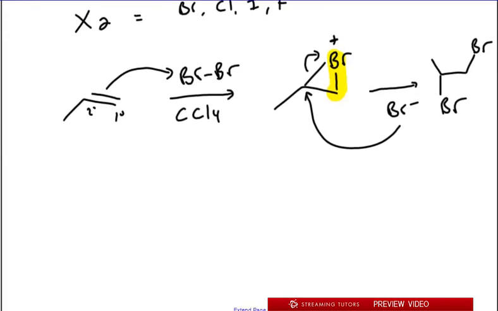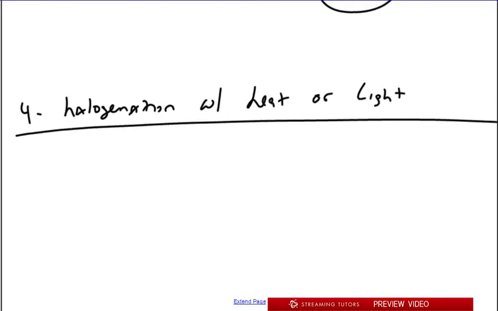Now, another thing that we talked about, number 4, is X2 with heat, okay? Halogenation with heat or light. This was chapter 10, where we learned about radical reactions. And what we found was that if you have Br2 or Cl2, it doesn't matter what the halogen is, but if you have, let's say, Br2, and there's heat or light, I'll use light, then what winds up happening is we get a radical pathway to take place.